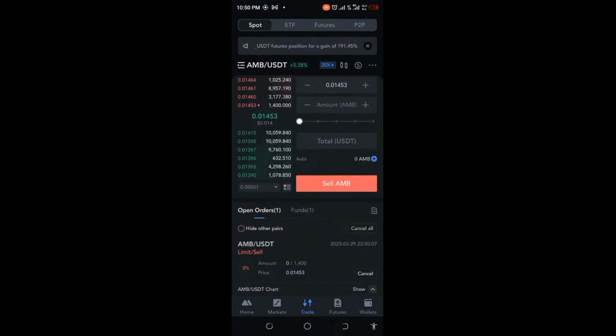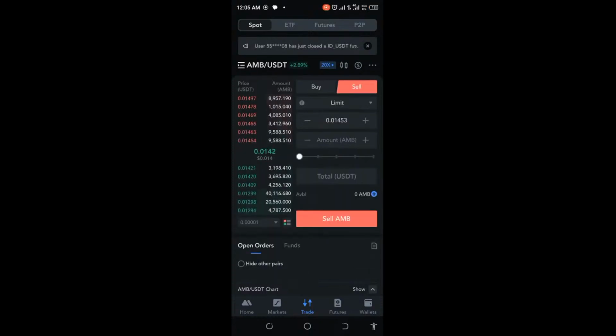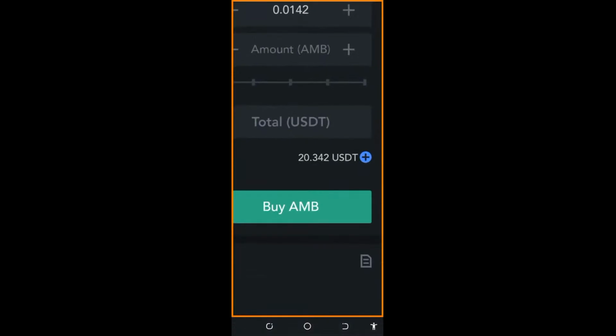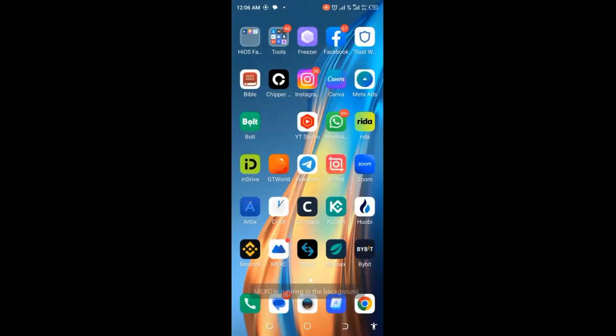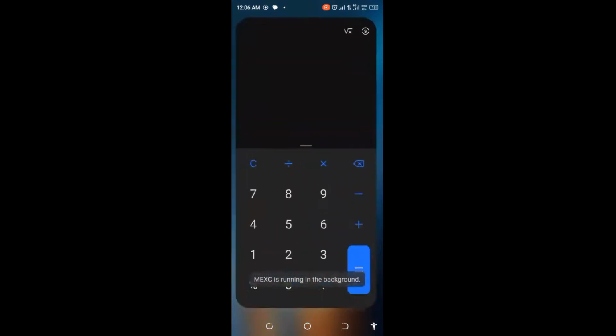See you shortly. Wow, I'm back and it has already sold to USDT. So let's check what we have here. Wow, we have 20.342 USDT. This is sweet. Okay, so let's check what percentage this gave us in terms of fees and everything. We actually started out with $20, right?